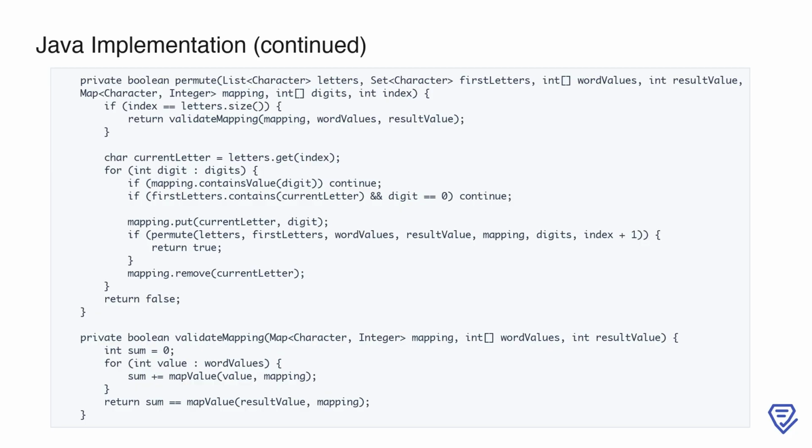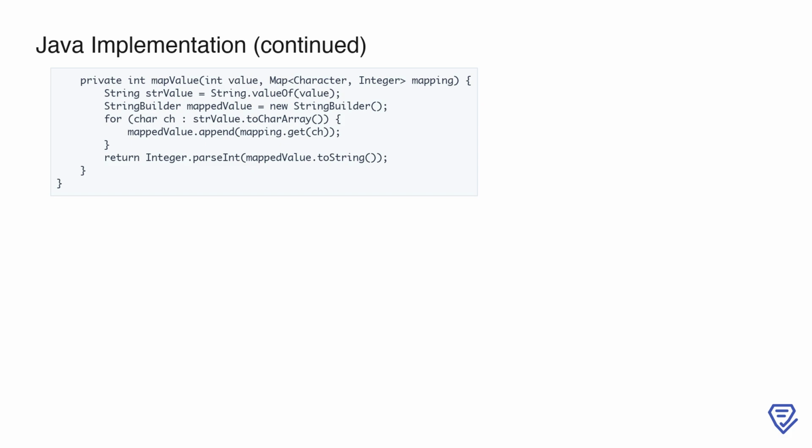This process continues until either a valid mapping is found or all permutations have been exhausted. Finally, the validate mapping method ensures that the current mapping actually satisfies the equation formed by the words and the result. It calculates the sum of the mapped values for all the input words and compares it to the mapped value of the result. The map value method plays a key role here by converting a numerical value into its mapped equivalent using the current letter-to-digit mapping.